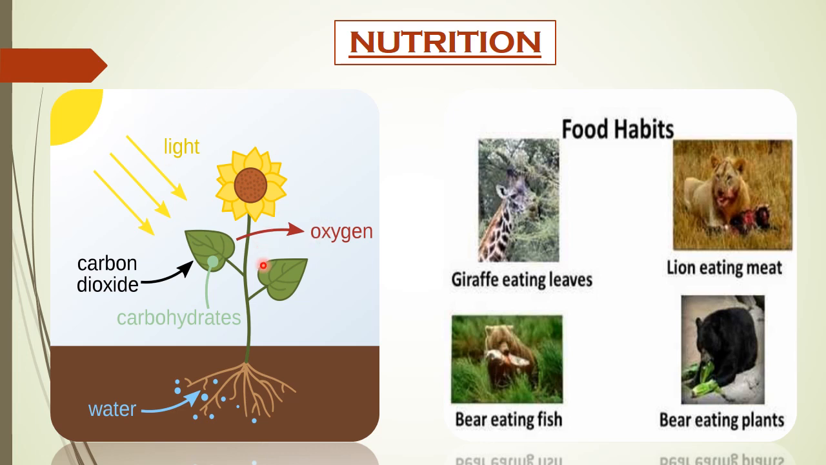Green plants make their own food by the process of photosynthesis. Non-green plants like mushroom and animals obtain their food from other organisms. Some animals like tiger and lion eat the meat of other animals for food.